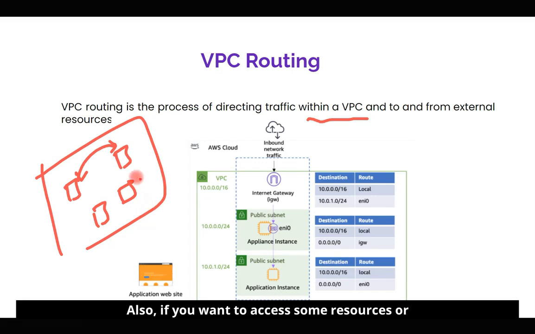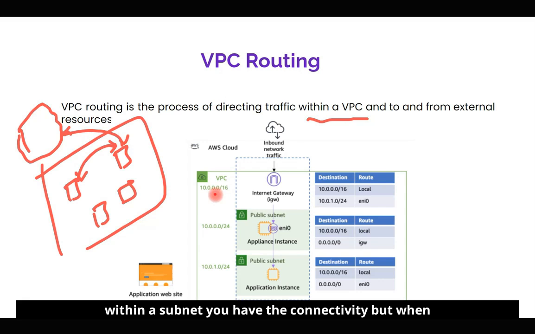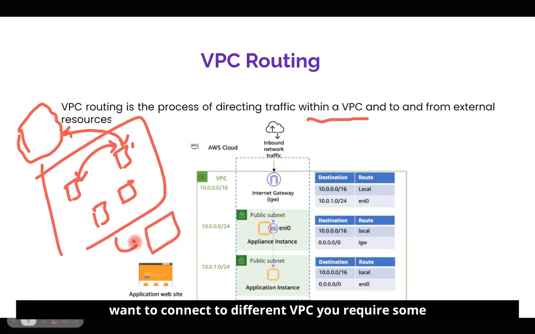Or also, if you want to access some resources or the internet, then you require one more type of connectivity from here to here. So any kind of connectivity you require, by default within a subnet, you have the connectivity. But when you want to connect from inside to outside, or you want to connect to a different VPC, you require some gateways that we will talk about.